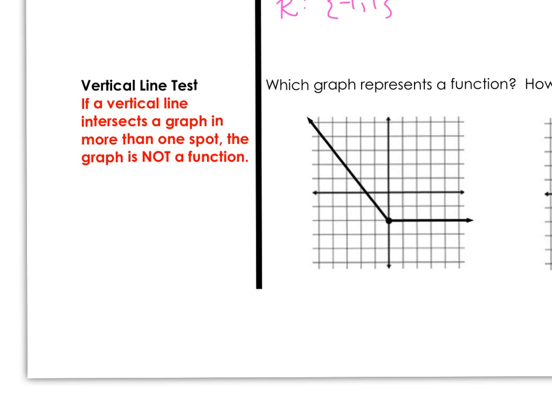When looking at the sketch of a graph, we can tell if the graph represents a function by applying what's called the vertical line test. If a vertical line intersects a graph at more than one spot, the graph is not a function. Instead of having to write out vertical line test every single time, I like to abbreviate it as VLT, and that means vertical line test. We literally draw vertical lines on the graph. It's a super easy test to determine whether or not the graph represents a function.